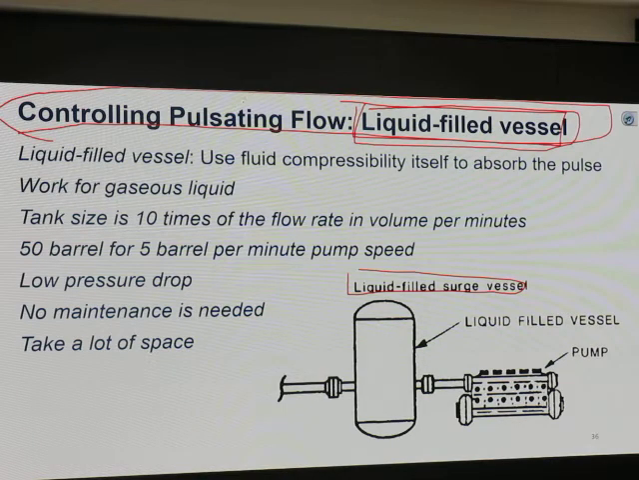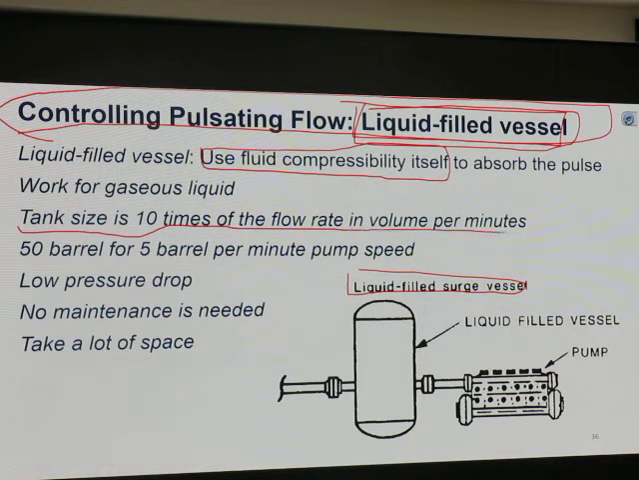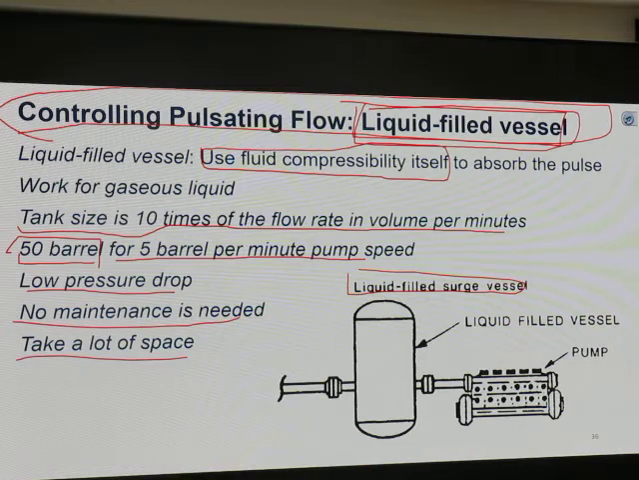In short, the liquid fuel vessel, how can it reduce the pulse? It uses the fluid compressibility itself to absorb the pulse. Liquid is a little compressible, but not very much. Because it has little compressibility, we will need to use a big tank. The tank size is 10 times the flow rate in volume per minute. So if I have a 5 barrel per minute pump speed, the tank size has to be 50 barrels to absorb any pulse. Low pressure drop, no maintenance needed, takes a lot of space, no moving parts. Okay?